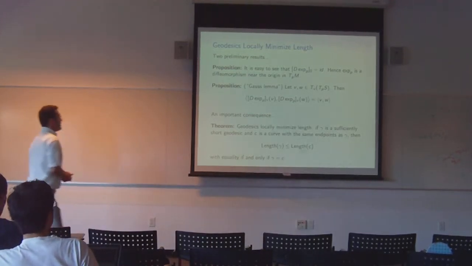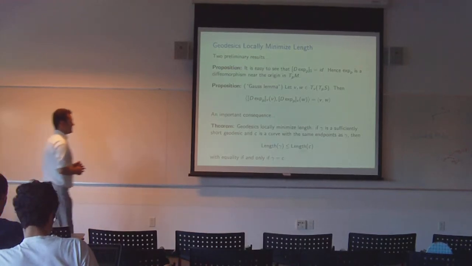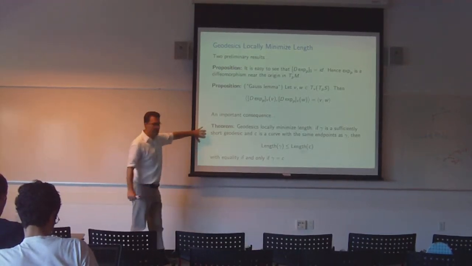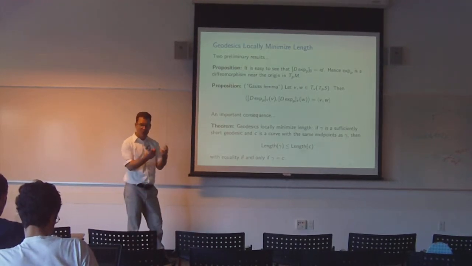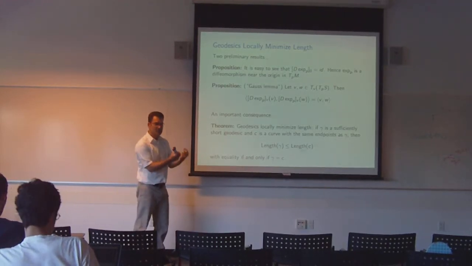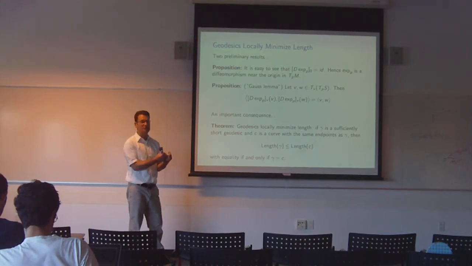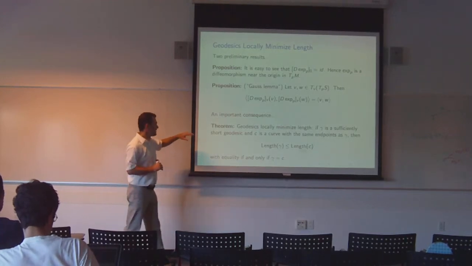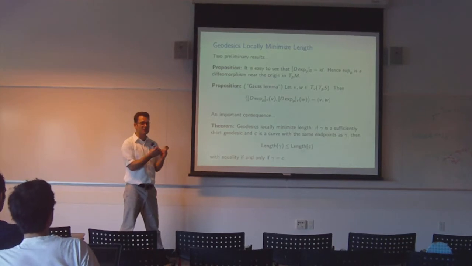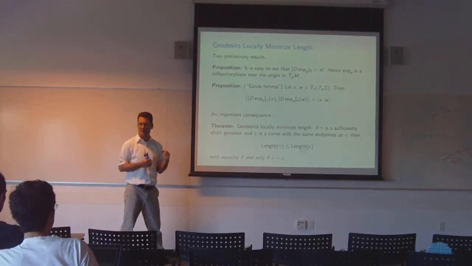Okay, so let's look at the theorem. The theorem that I want to be able to prove is that the geodesic equation characterizes locally minimizing curves, length minimizing curves. It's not necessarily going to be true about the whole surface. We'll talk about that in a minute. But I want to say that if my curve is sufficiently small and it's a geodesic, then it minimizes length.